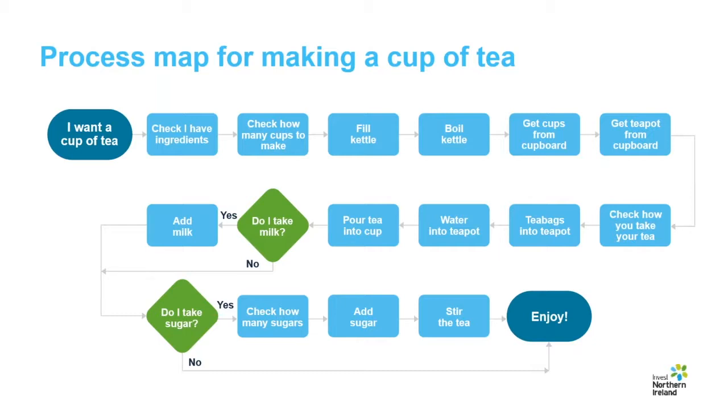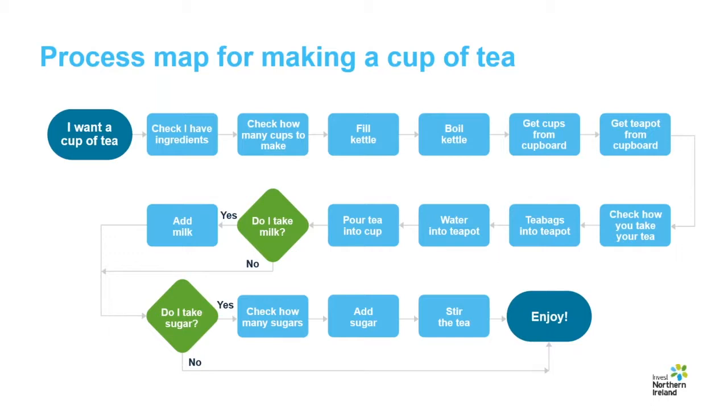Add the sugar and stir the tea, and then enjoy your cup of tea. If this is your process and the customer reports that there's an issue with the final product quality, in other words, the customer says the tea is undrinkable, you may need to go back to them for more information to help you to narrow down which steps may have been the problem.